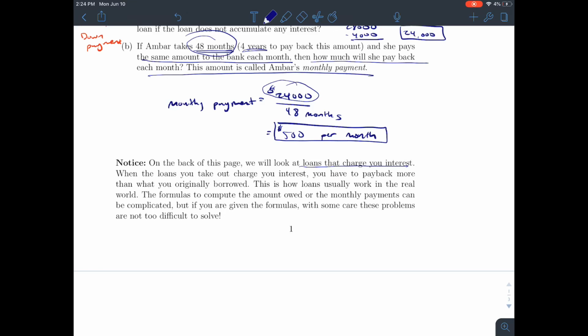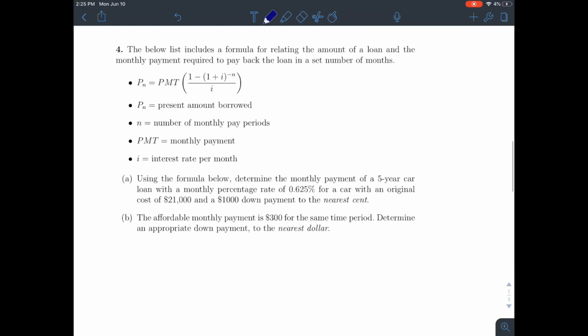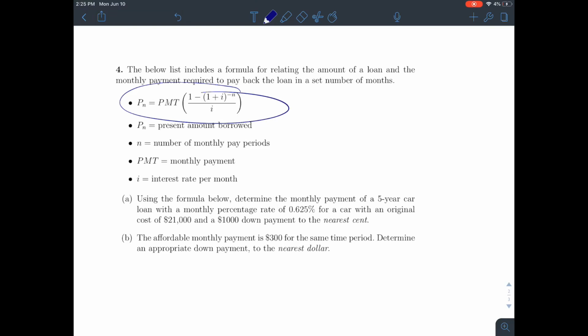When the loans you take out charge interest, it says it right here. So when the loans you take out charge interest, you have to pay back more than what you originally borrowed. This is how loans usually work in the real world. The formulas to compute the amount owed or the monthly payments can be complicated, but if you're given the formulas, with some care, these problems are not too difficult to solve. Let's see how complicated these formulas look. Oh my god, that's crazy. All right, so let's see. I think we can handle it.